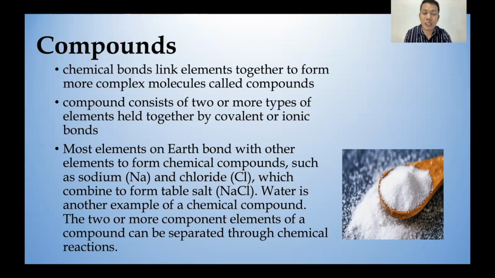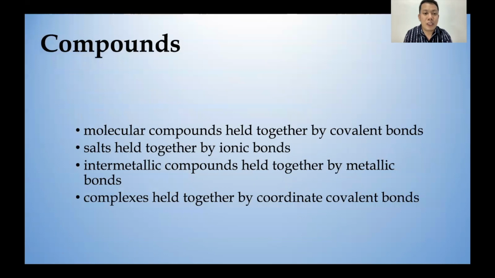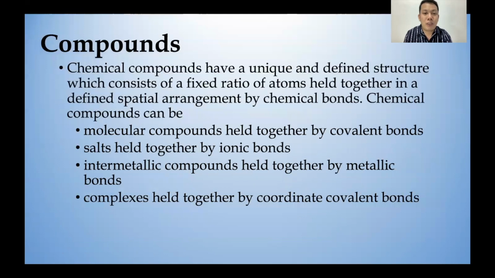So by definition, a while ago, it is difficult to separate them, and it can only be done through chemical means. The picture on the right is the usual table salt. Chemical compounds have a unique and defined structure which consists of a fixed range of atoms held together in a defined spatial arrangement by chemical bonds.